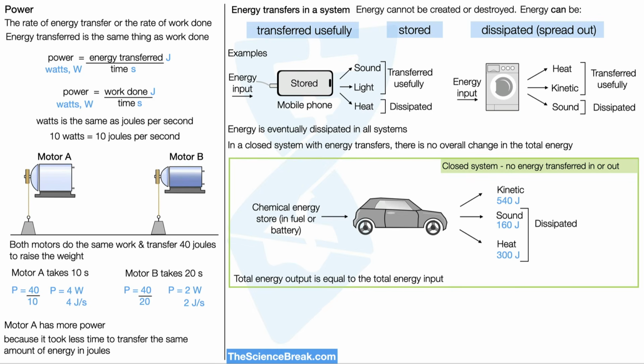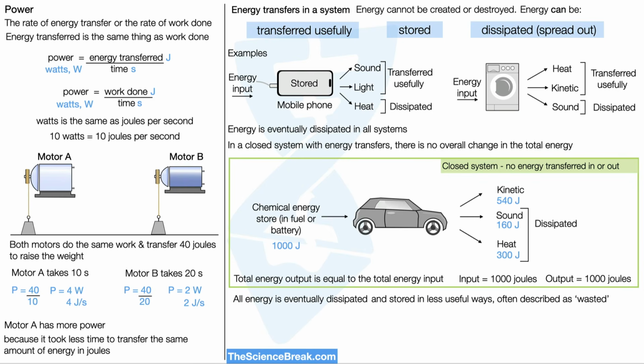The total energy output is equal to the total energy input. So let's say the input is 1000 joules. If we add up the kinetic, sound and heat, we'll see that that adds up to 1000 joules as well. The output is 1000 joules. Important to remember, all energy is eventually dissipated and stored in less useful ways, often described as wasted. In the above example, sound and heat are wasted and spread to the surroundings. So this is the idea of power and energy transfers in a system.